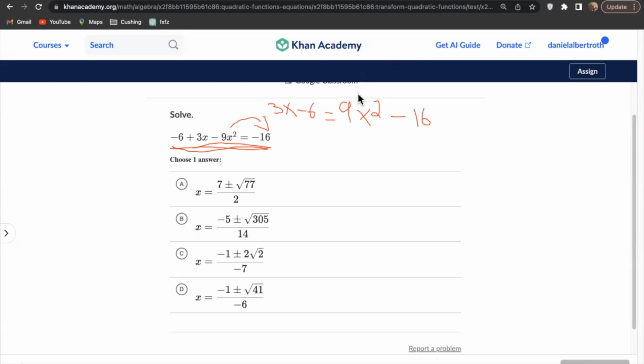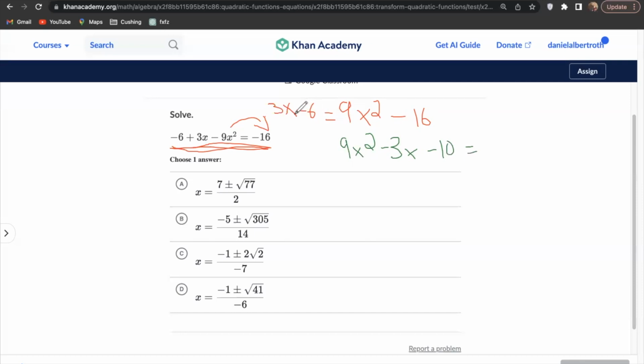I'm going to change my color. All right, so another step. I'm trying to get standard form. So I'm going to subtract 3x from both sides. That'll give me 9x squared minus 3x. And I have the minus 16, but I'm going to add 6 to both sides. So minus 16 plus 6 is minus 10.